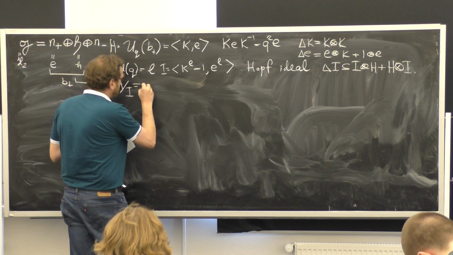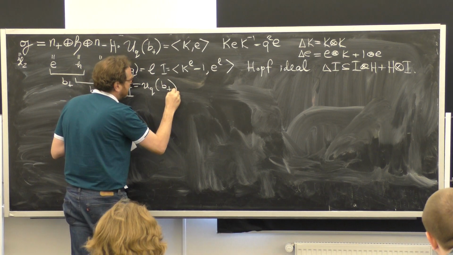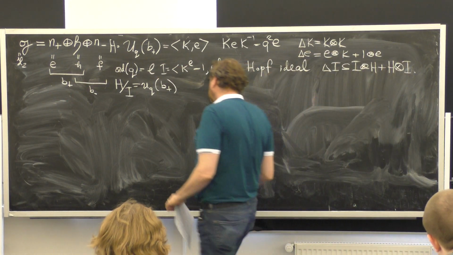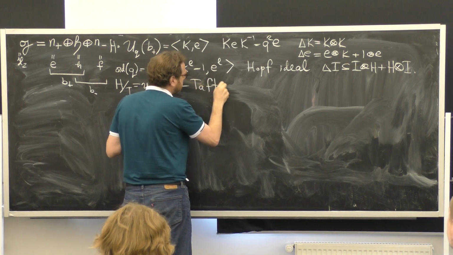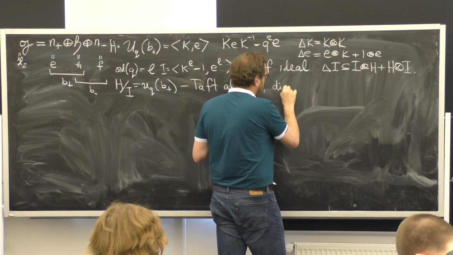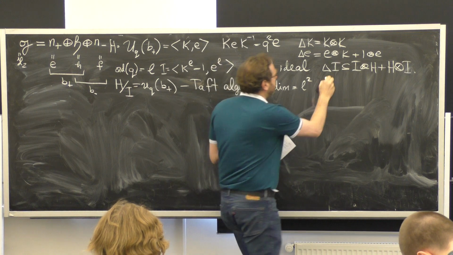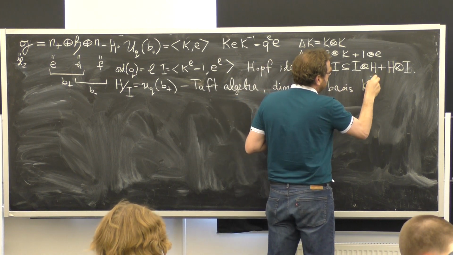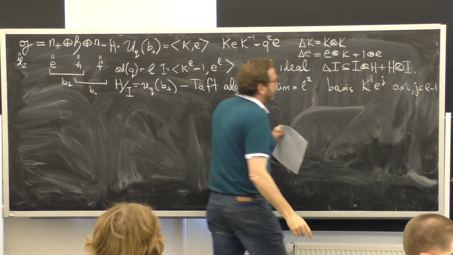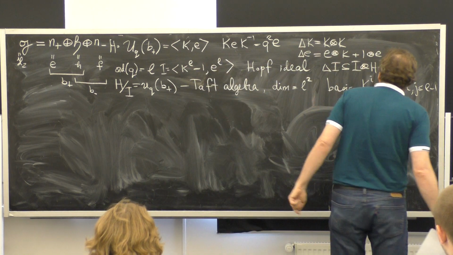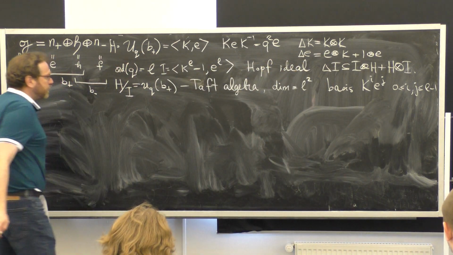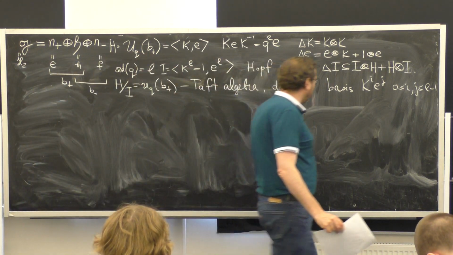This is the small quantum group UQ of B+. And this is the algebra that appeared in a problem set. It's called the Taft algebra. It has dimension L squared. So it has a basis K to the i, E to the j, where i and j are between 0 and L minus 1. And it's generated by a group-like element of order L and a skew primitive element of nilpotency order L. So this is the simplest Hopf algebra you can imagine which is not co-commutative.